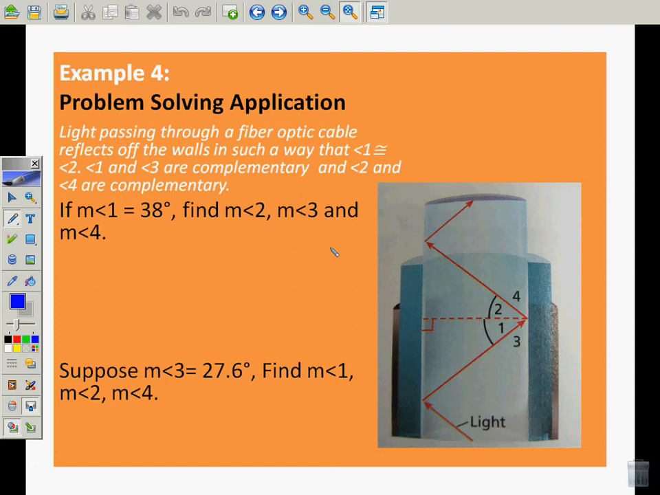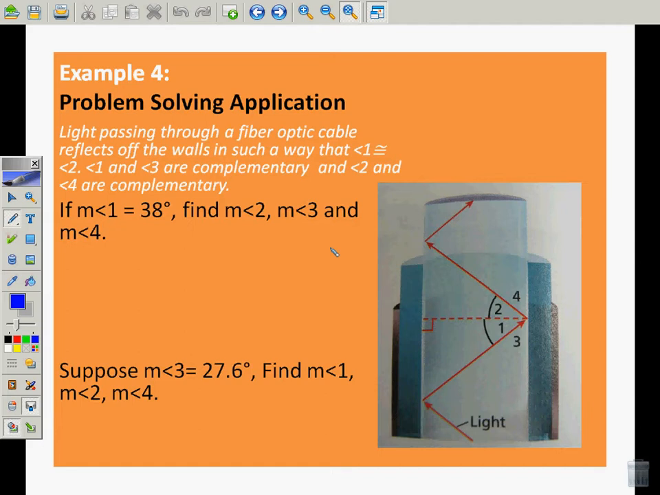Pairs of angles. We're going to be talking about how angles relate to one another in a couple of specific ways. And one of those ways is a problem-solving application that involves complementary and supplementary angles. We recall, of course, that complementary and supplementary mean adding up to 90 and adding up to 180.